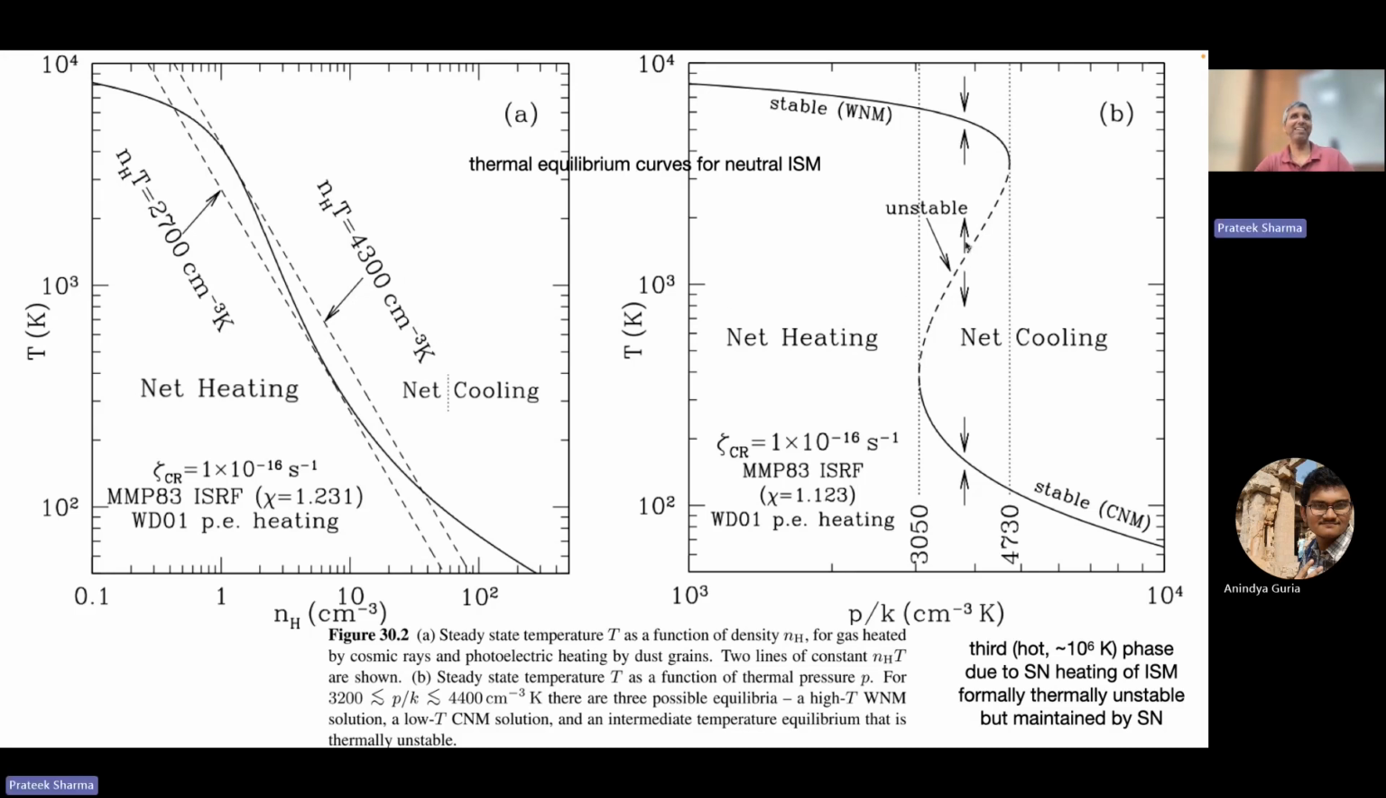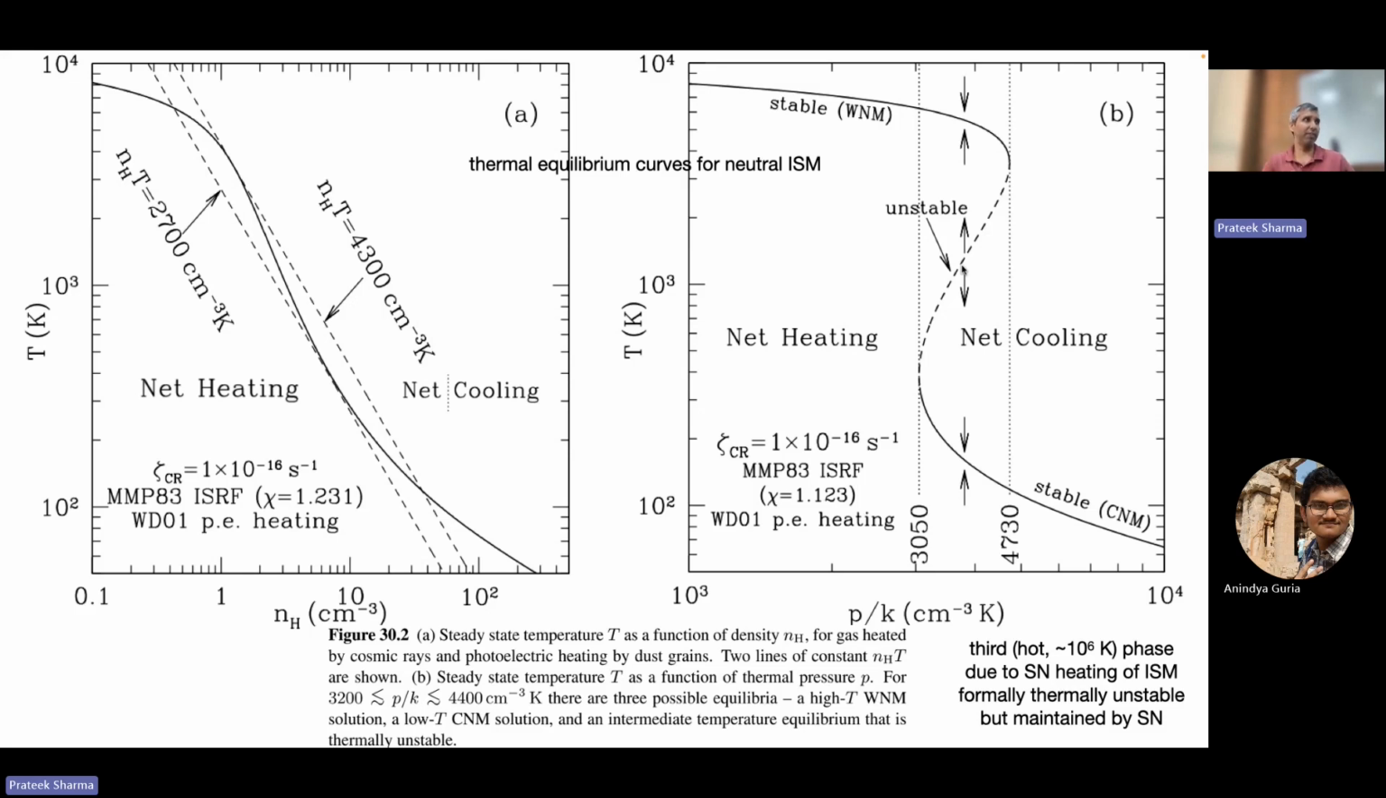It has an appeal because it has a theoretical underpinning. In fact, you do find gas at these temperatures. If you take this figure literally, it would say that you should rarely see gas between 300 Kelvin and 3000 Kelvin. But if you look at the 21 centimeter observations, you do see gas in this temperature range. What that means is that the ISM is not as simple as thermal equilibrium between these two static processes.